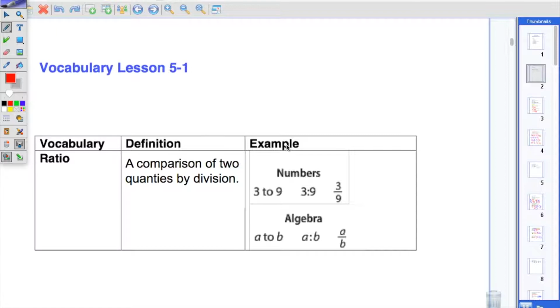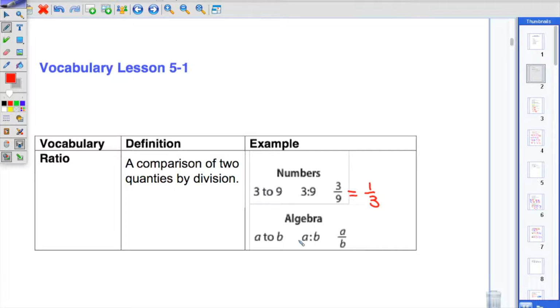For lesson 5.1, we have a ratio, and that is a comparison of two quantities by division. The examples that we have, just using numbers, is 3 to 9, using the word to, 3:9, using the colon, and 3/9 as a fraction. The fraction form is most commonly used, and whenever we're dealing with ratios, you always want to simplify them in the end. So 3/9 is the same thing as 1/3.